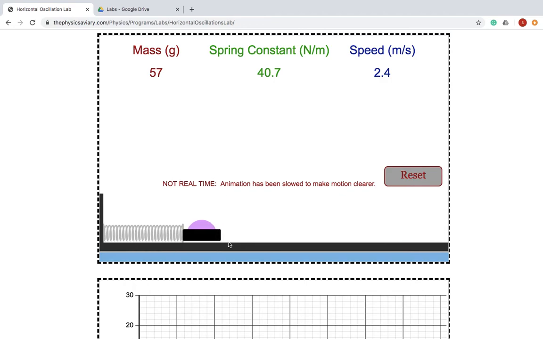Now any acceleration pointed to the left is negative and any acceleration pointed to the right is positive. So over at this point here, the spring wants to pull the hovercraft to the right, so that's going to be the biggest positive acceleration.